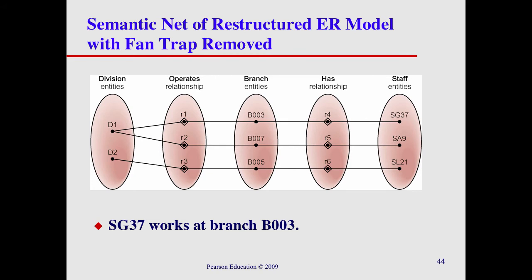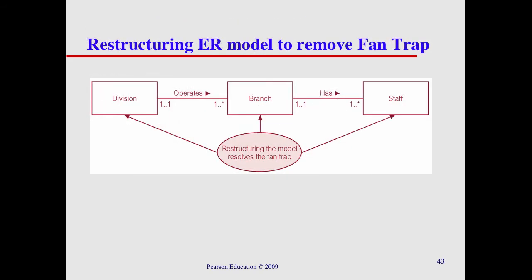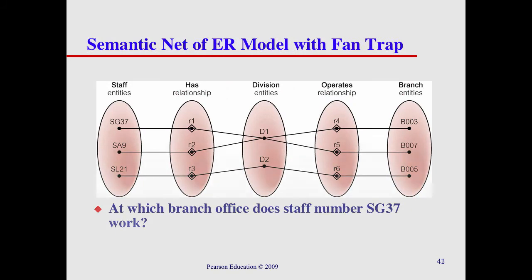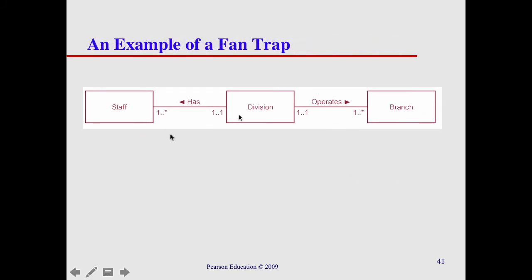Okay, and typically, because you may not actually end up drawing these, this is one way to see it, is by drawing the so-called semantic net. But another way generally to see it is that you think there should be a directed path from one entity, like, say, staff to division through branch, but there's not. You want to be able to get from staff to branch, but you can't because the edges aren't right. So that's a fan trap.